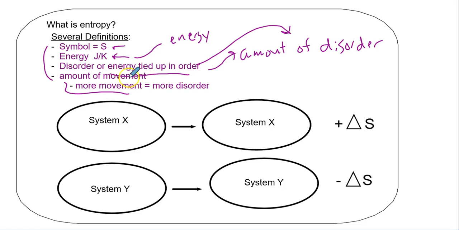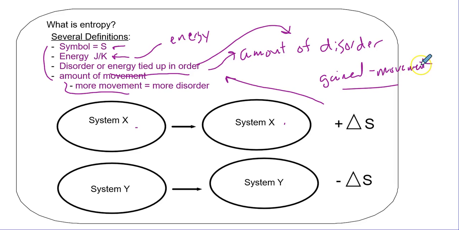For an overall idea, again, what does it mean? A system goes from X to this. It is a positive entropy change. That means one of these things: that the overall system could have gained movement from here to here.